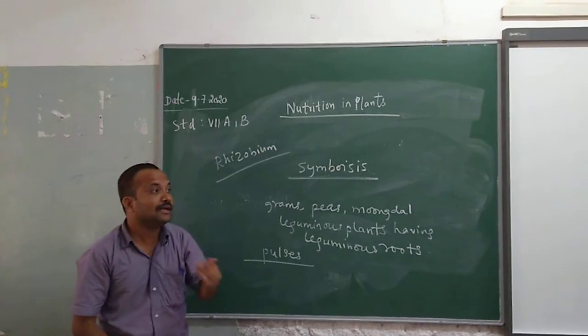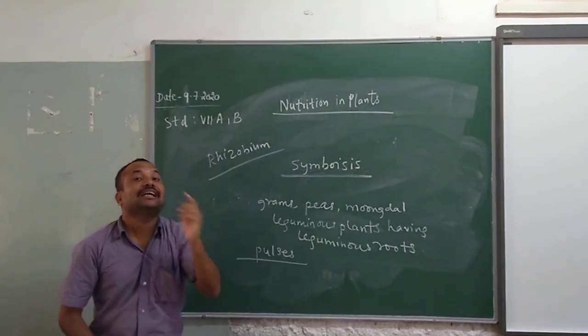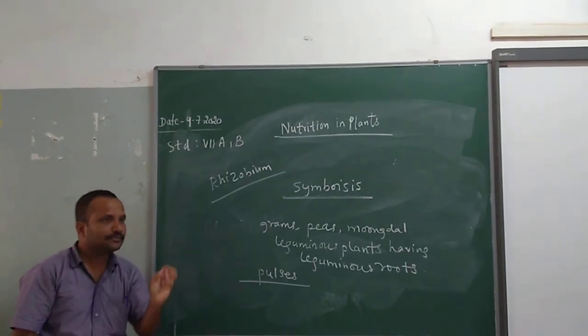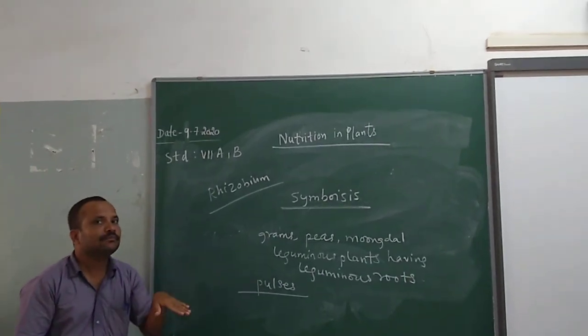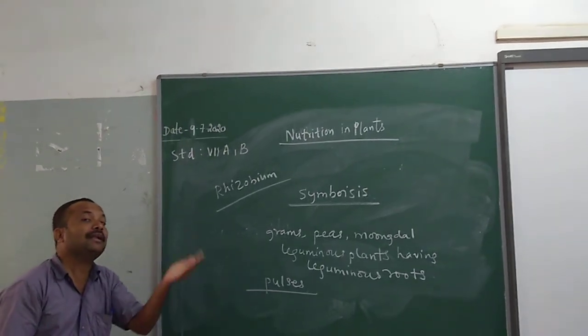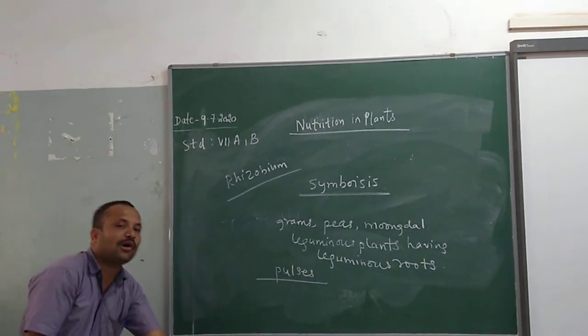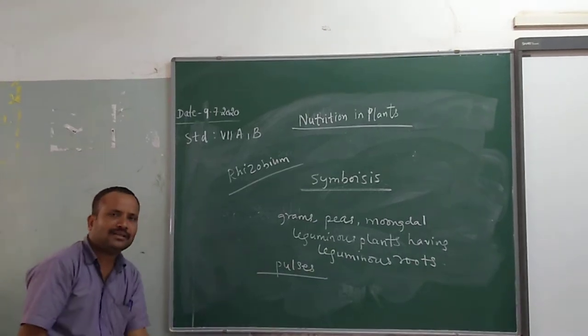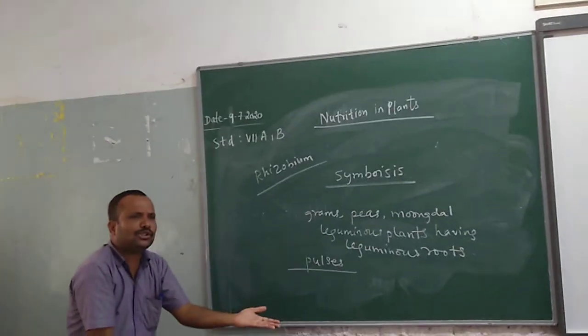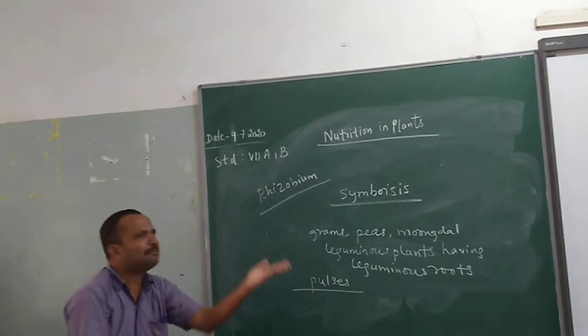What it can do, I have told you. It will absorb the atmospheric nitrogen, convert that into usable nitrogen form and mix that usable nitrogen form in the soil. Soil has water, this nitrogen will get mixed in that water, and roots will absorb this nitrogen and plants can grow.